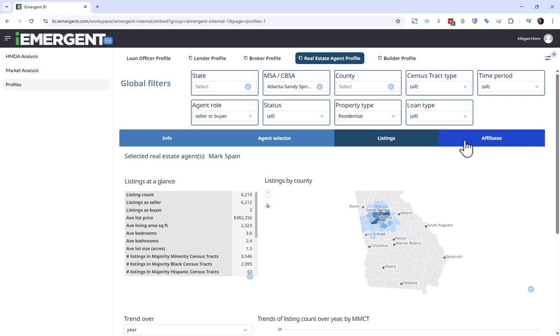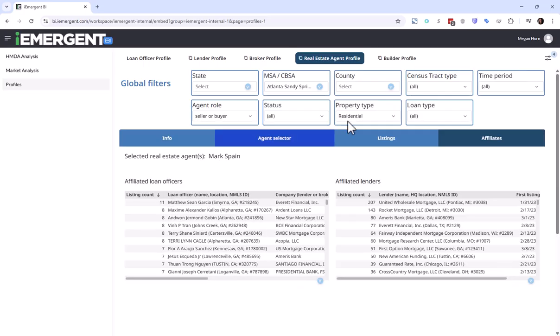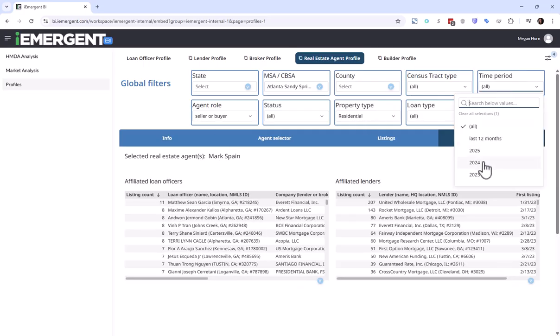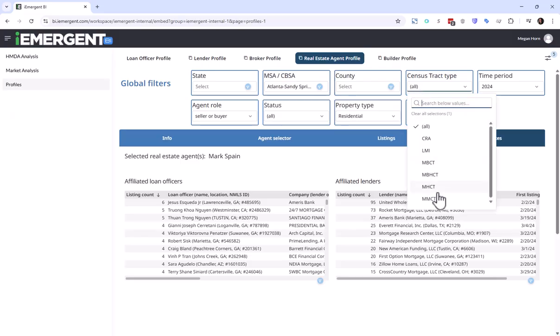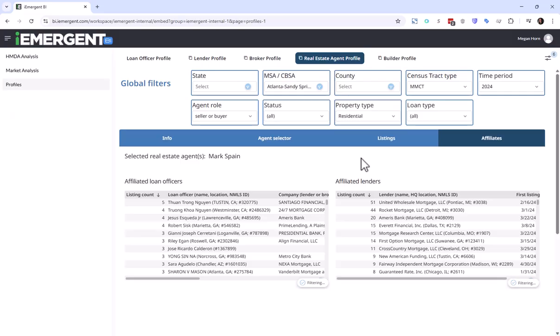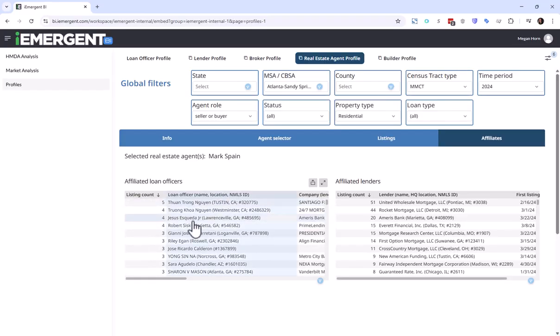Looking at affiliates, so I like Mark's numbers. I want to see who he's been working with. So again, right now, time period, we have all, but I'm going to filter that back down to 2024. Who did he work with in the last year? And I do want to focus, we'll go again back to the MMCT, since that's what we filtered on. And these are showing his loans just in the Atlanta MSA here. So we can see all the loan officers that Mark worked with, and that his customers got loans through. So incredibly diverse here.